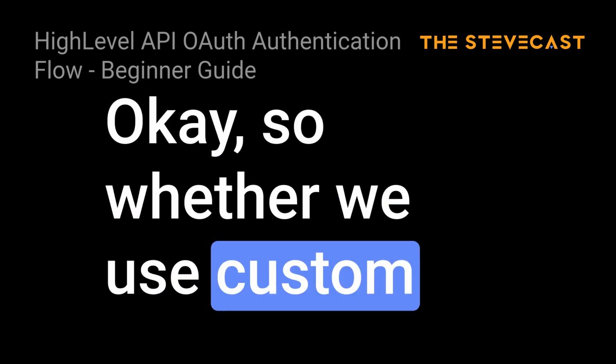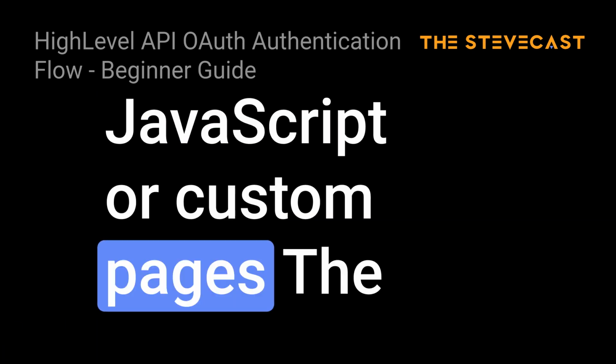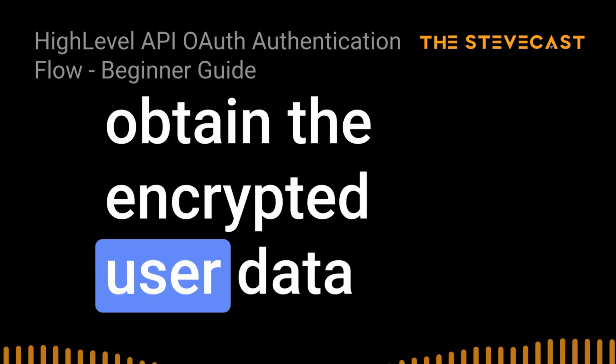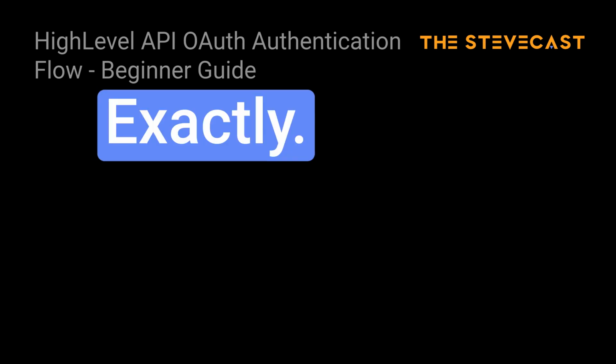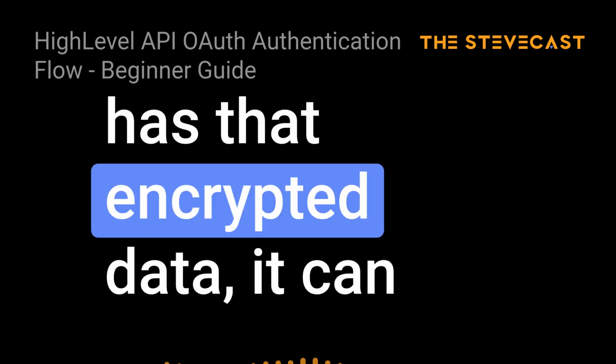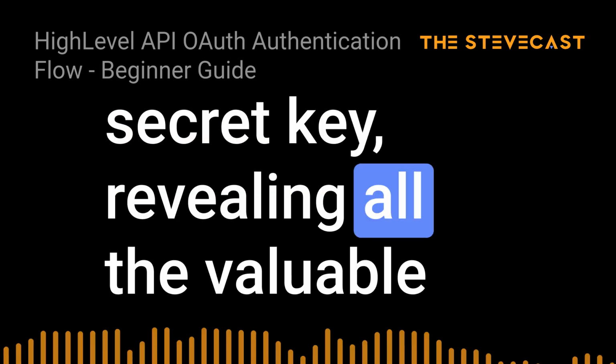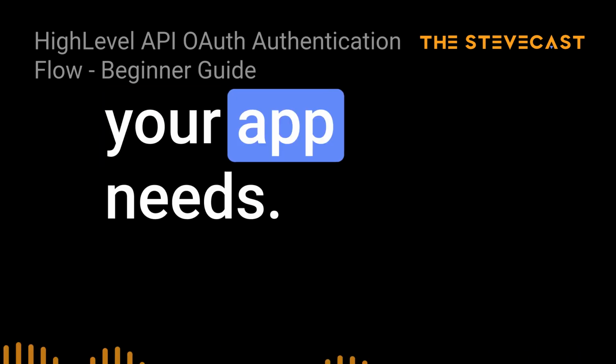Okay, so whether we use custom JavaScript or custom pages, the end goal is the same: to securely obtain the encrypted user data from HighLevel. Exactly. And once your backend server has that encrypted data, it can decrypt it using the shared secret key, revealing all the valuable user context information your app needs.